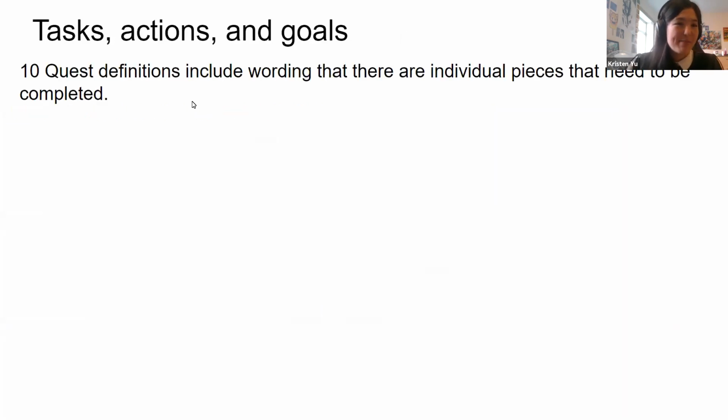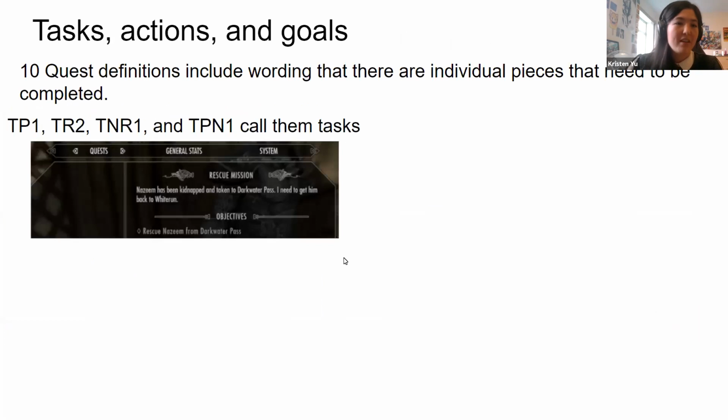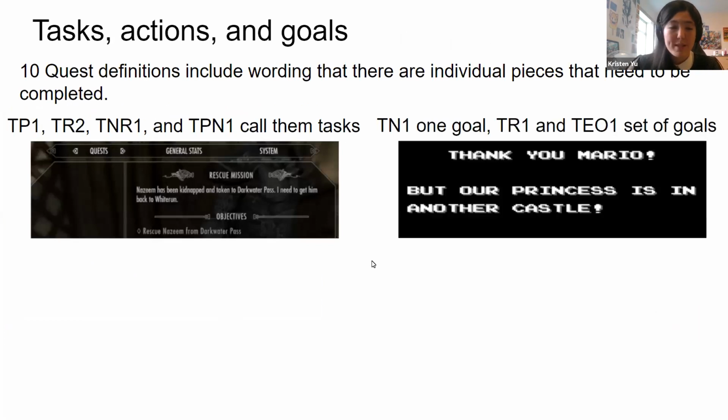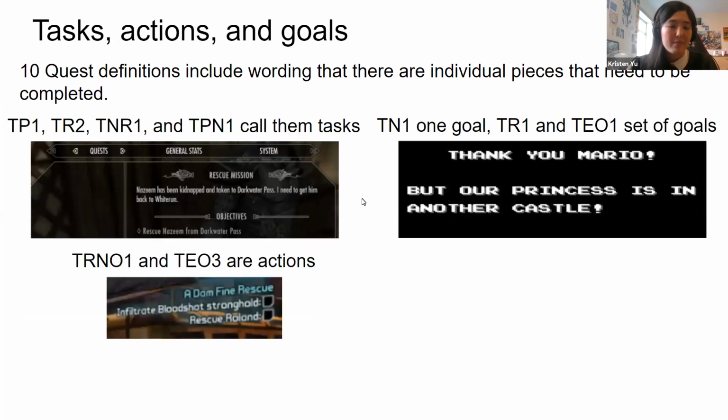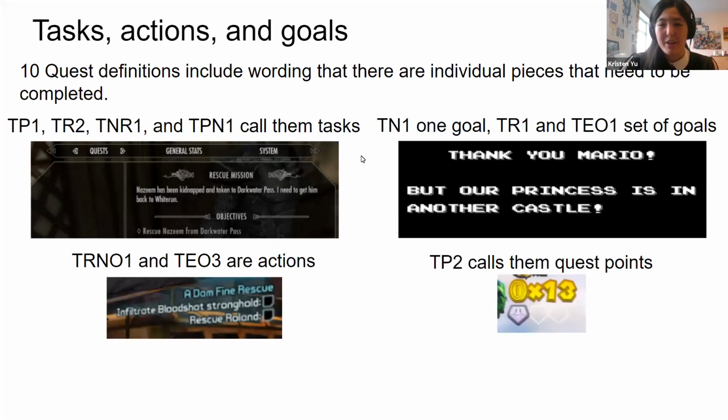To start out, I want to talk about tasks, actions, and goals. 10 quest definitions included wording that they're individual pieces that need to be completed. 4 of these definitions called them tasks, 3 called them goals, with 1 specifying a single goal and 2 referring to a set of goals. 2 of these definitions called them actions, and 1 definition called them quest points.